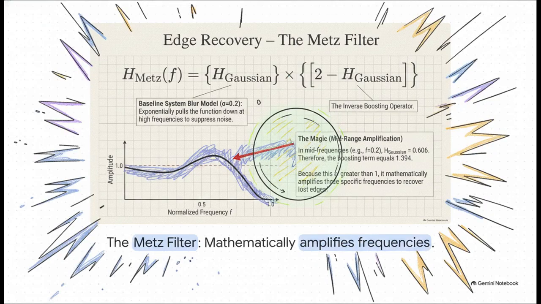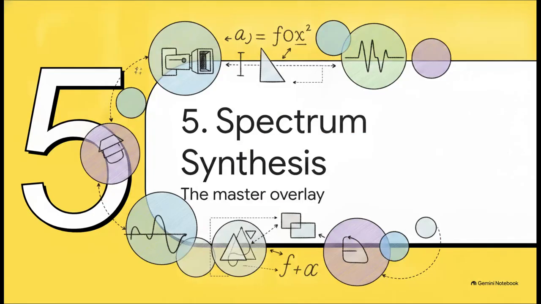And the METS filter takes this smart restoration even further. Starting with a baseline Gaussian blur model, it multiplies it by an inverse boosting operator. Right in those mid-frequencies, like say around f equals 0.2, the boosting term actually goes above 1.0, hitting exactly 1.394. Because it goes above 1.0, it is mathematically amplifying those specific frequencies to recover lost edges that the physical camera blurred away in the first place. It's kind of brilliant. Moving on to Section 5, Synthesis of the Spectrum, where we look at the master overlay.